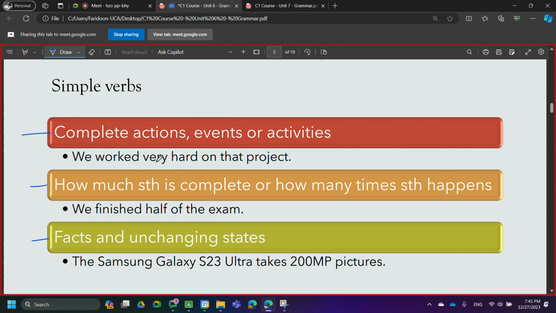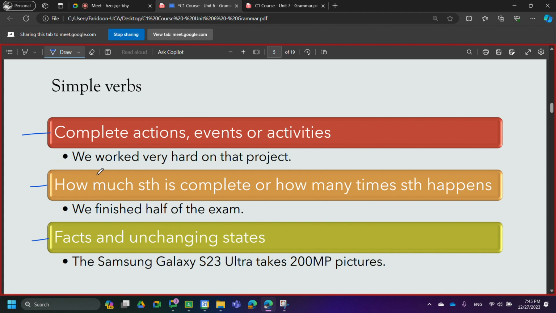This shows an activity that is complete. It's done, so the working hard part of the project is done. Okay, so the project is finished maybe, and it is like that. So you don't have to give more explanation here. Just saying we worked hard means it's done. The activity or the action is complete.